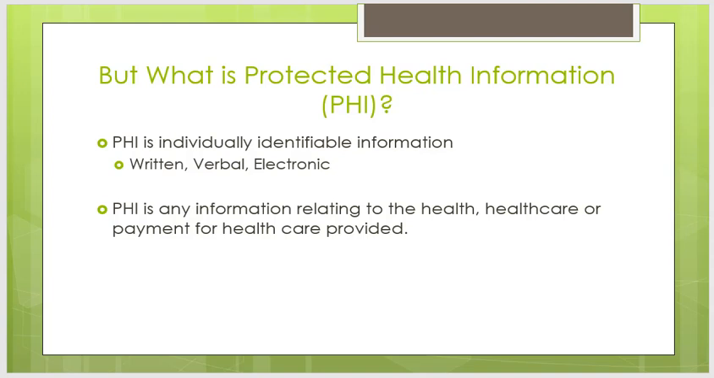So, HIPAA protects the privacy of protected health information, but what is protected health information? It's any identifiable information that has to do with a person's health, healthcare, or their payment for healthcare. Some examples would be their name and address, birth date, social security number, any photos of the patient, medical record numbers, fax numbers, their email address, health plan beneficiary numbers, like on your insurance card, any account numbers, certificate or license numbers, vehicle identifiers or license plate numbers.